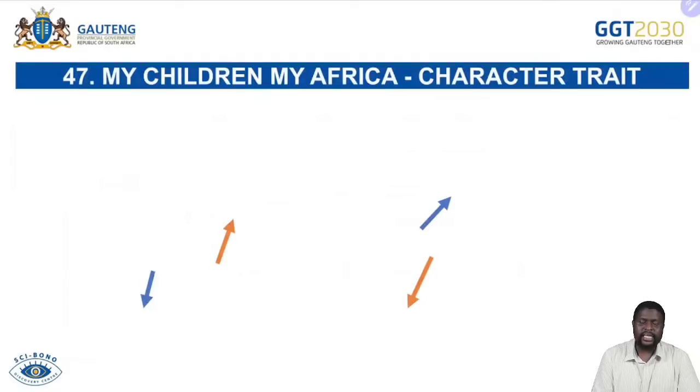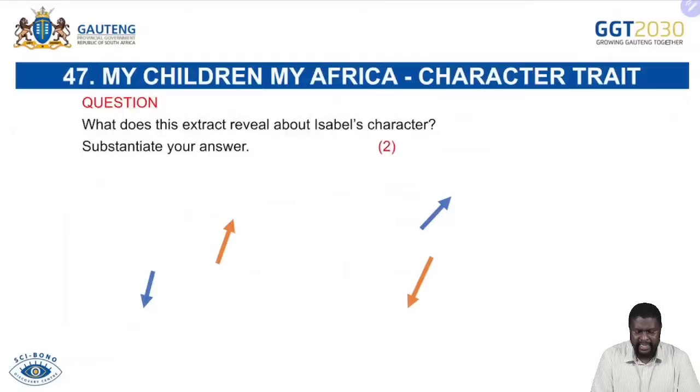Right, character traits in My Children, My Africa. What does this extract reveal about Isabel's character? What kind of a person is Isabel? Give a reason for your answer. She's lively, she's vivacious, she's respectful. She puts Mr. M at ease when she is apologizing.